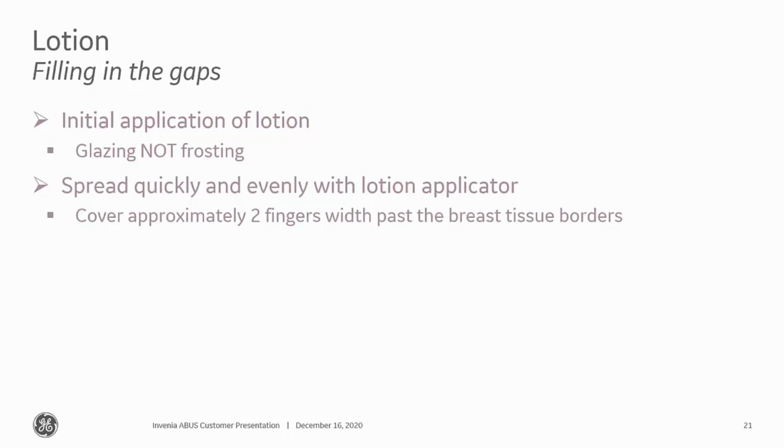Just use the lotion applicator to do a quick spreading of the lotion. You don't have to use a lot of detail. You could cover the breast tissue. Especially on the initial AP application, I'll just kind of cover the entire breast and go about 2 fingers width past the breast tissue borders, and that will ensure that you've got all of the contact that you need. Fill in the low contact areas with that extra lotion.